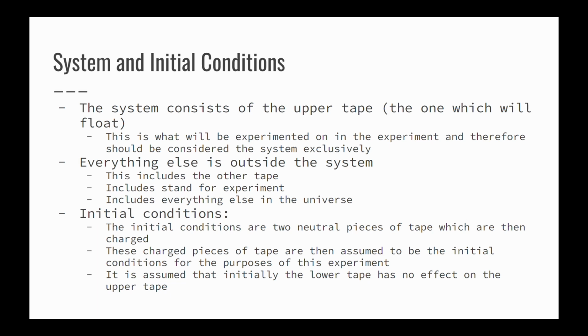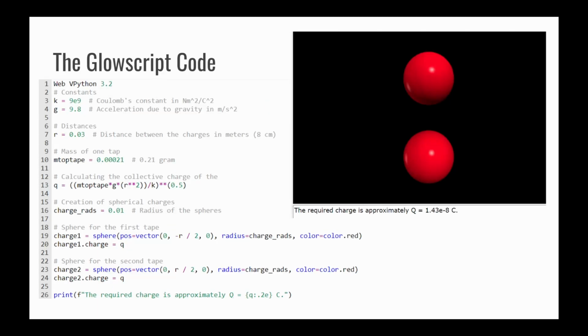The initial conditions that we're looking at are that these two neutral pieces of tape were then charged with the base tape and upper tape procedure by ripping one off of the other, and that the lower tape has no effect on the upper tape, even though technically, from that far distance, the electric fields are affecting each other. They're not significant in any way.